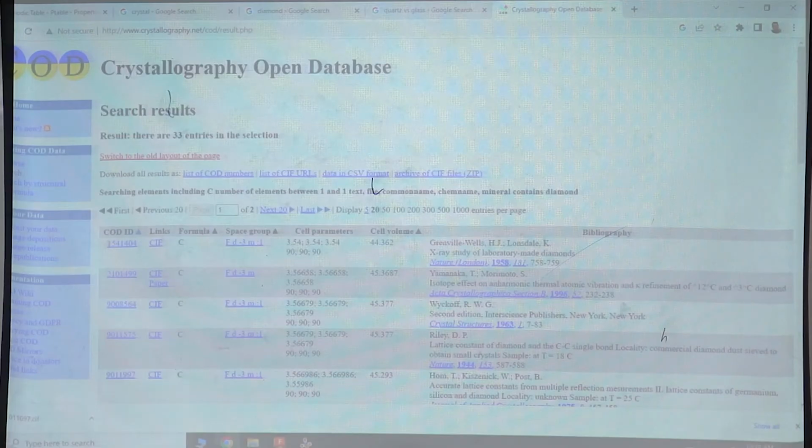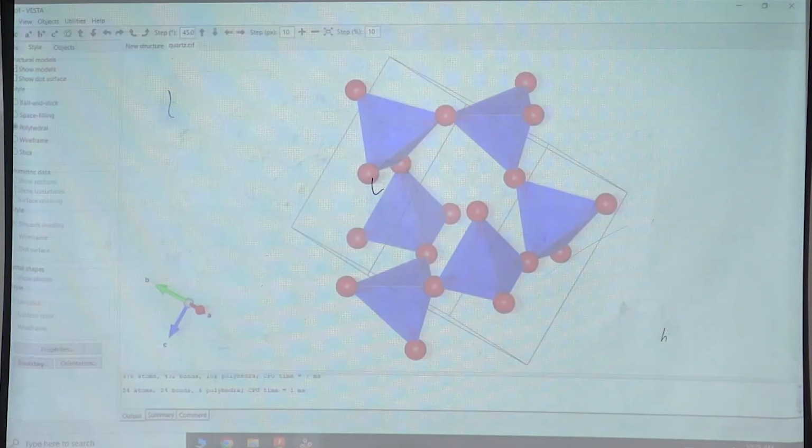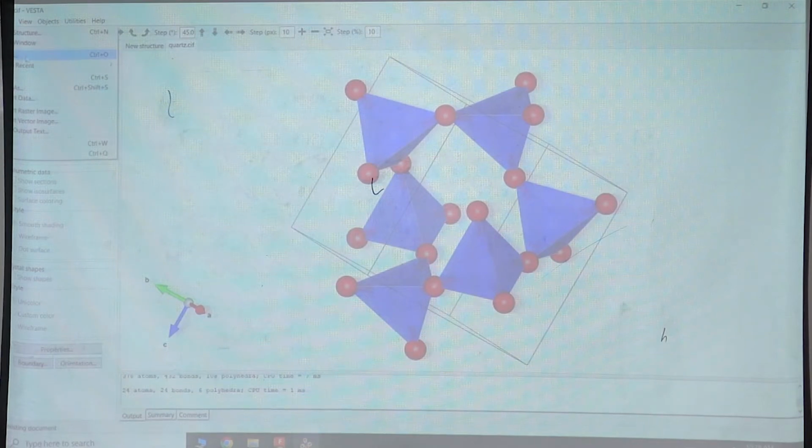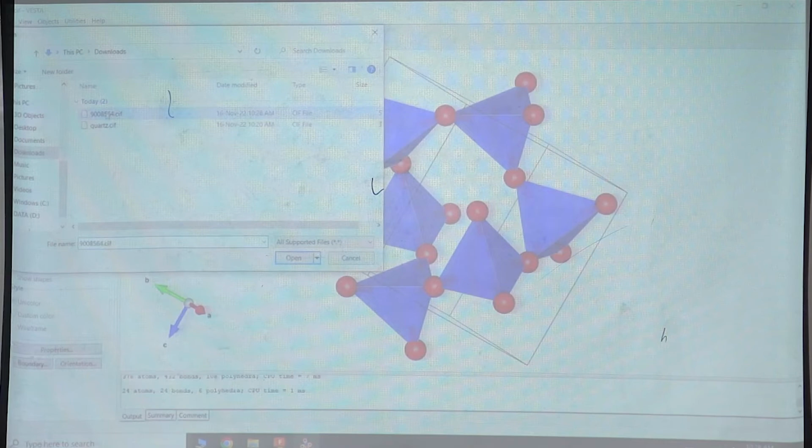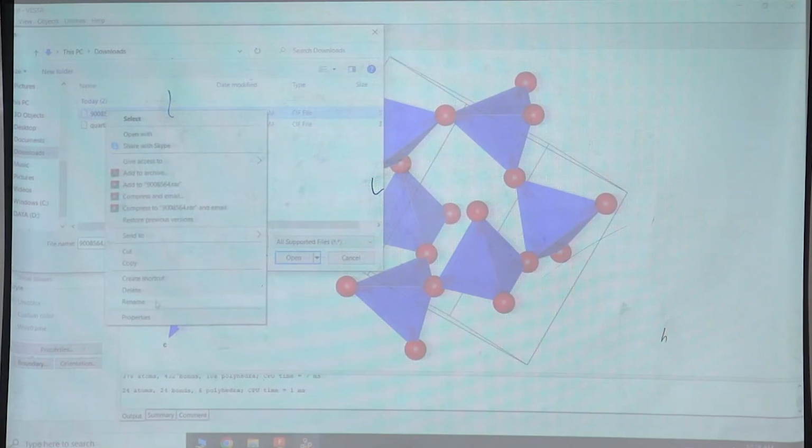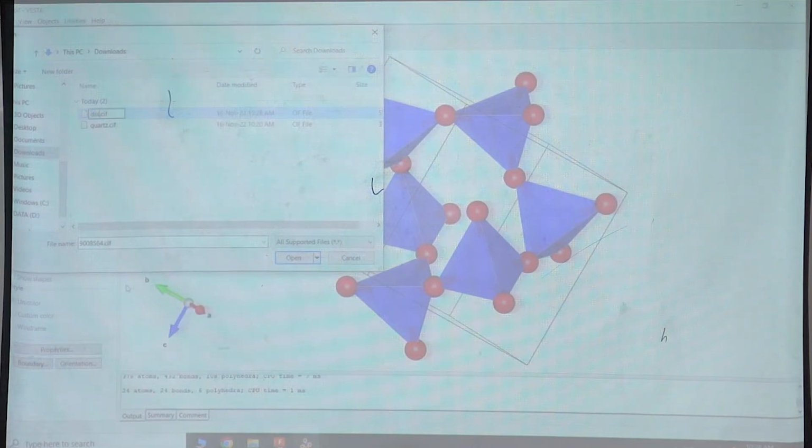Okay, if you look here, if I take this diamond from here, you see the crystal structure. So let's say I take this, and then I download it. I download, and then I try to open the file. Where's the open? Okay, so I rename it first. Rename to diamond. Okay, enter, and then I click here, and then I open.